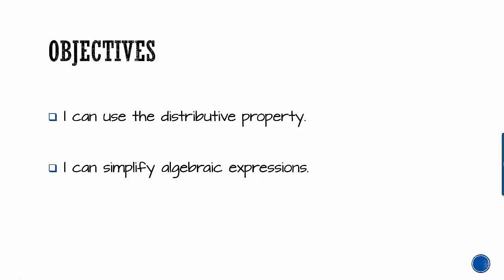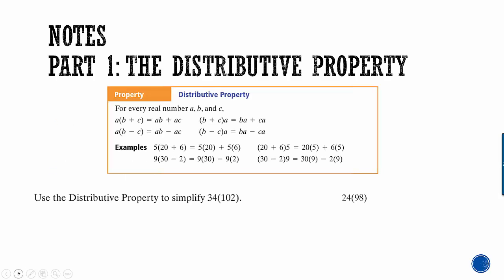By the end of this lesson, you should be able to use the distributive property to simplify algebraic expressions. So the distributive property states that if you have a number multiplied by the sum or difference, that it's the same thing as multiplying that number by each of the contents inside the parentheses.